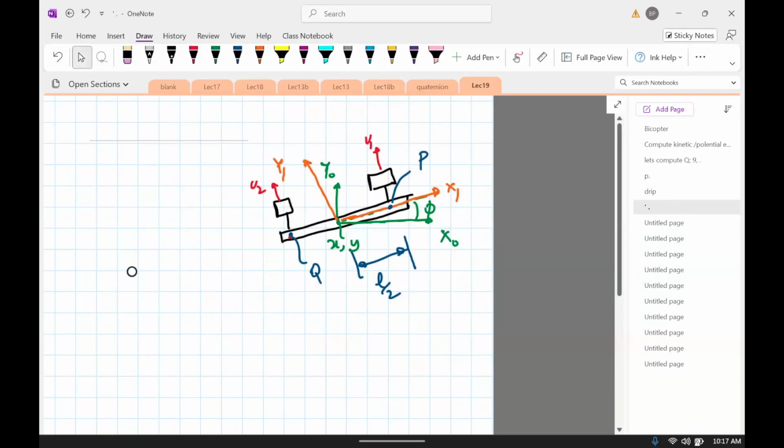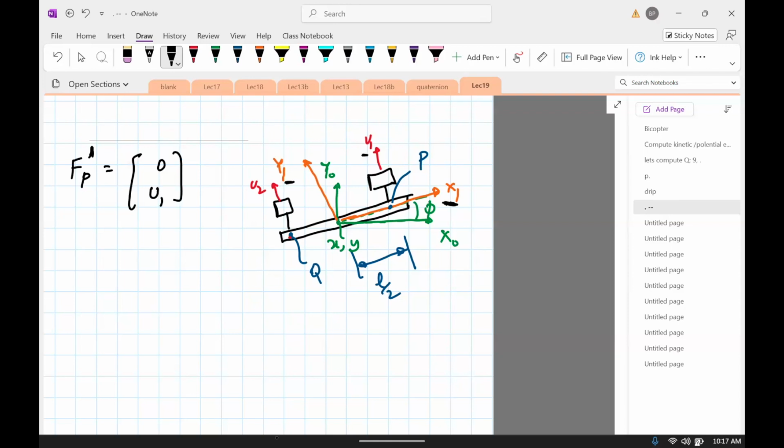Okay, so what we notice here is that the force at P in frame 1 is clear. It's basically 0 for the x. There's no force in the x direction. There is a force in the y direction. It is u1. Similarly, Fq in frame 1 is 0 and u2. What we need here is Fp in frame 0, that's in the world frame.